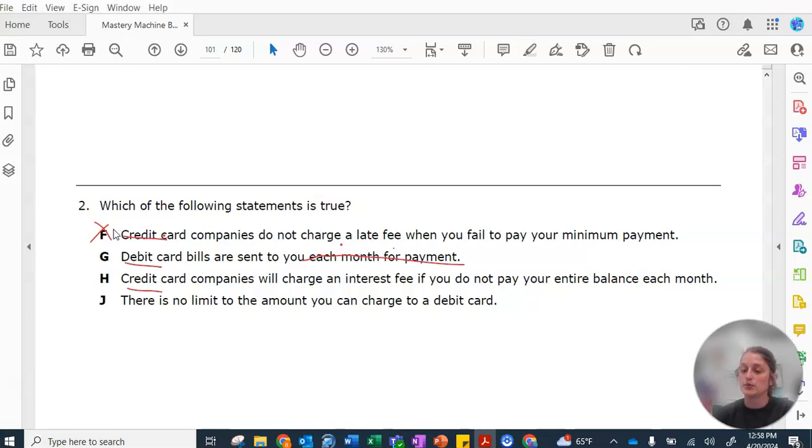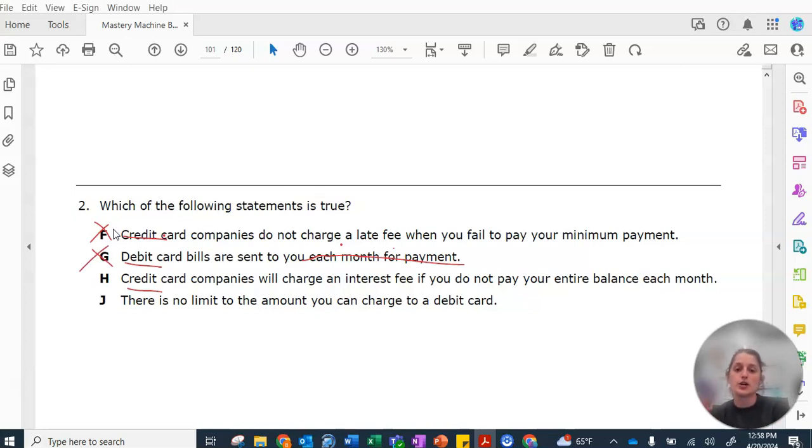That's true about credit card bills, but a debit card is when you swipe and it immediately takes money out of your account. So that is not an at the end of the month thing. That's a, oh, I swiped my card at 11:52. My money comes out at 11:52.